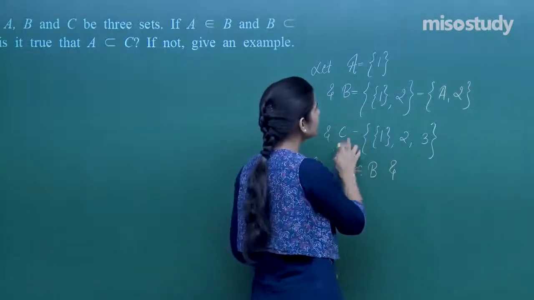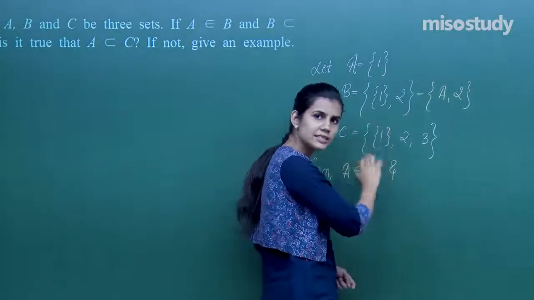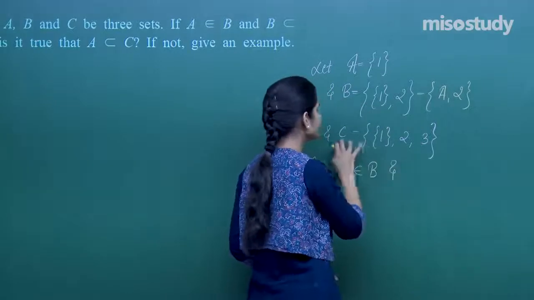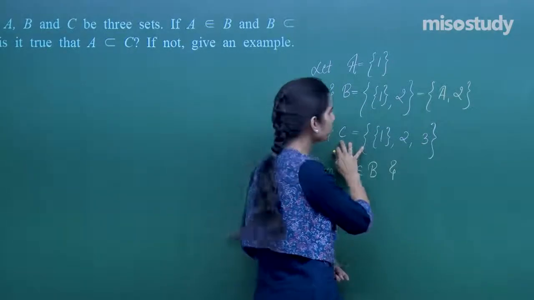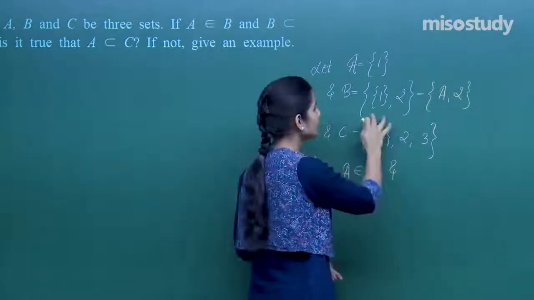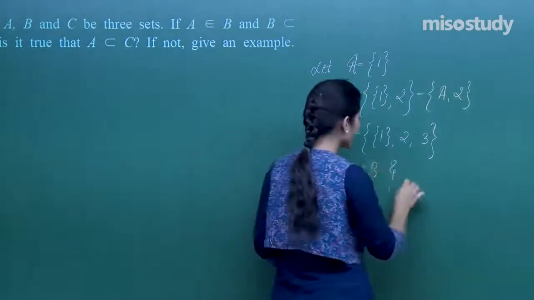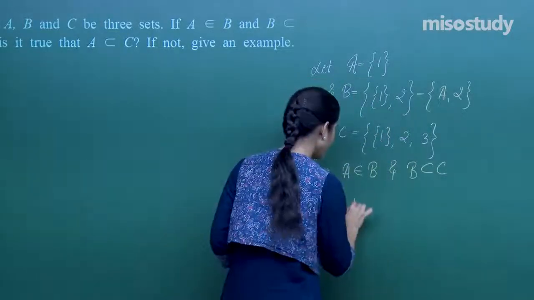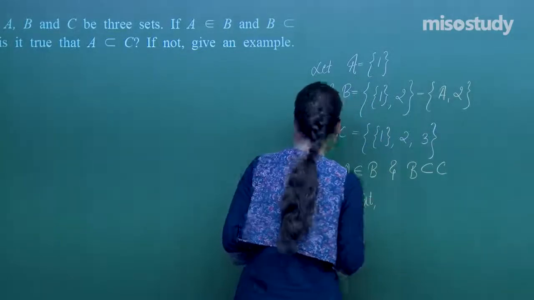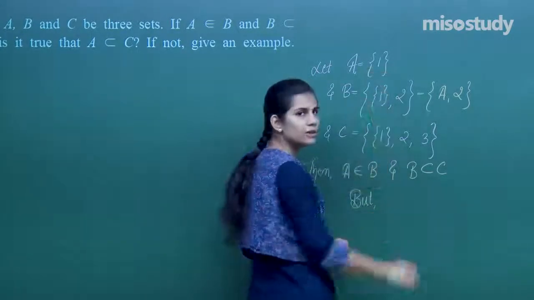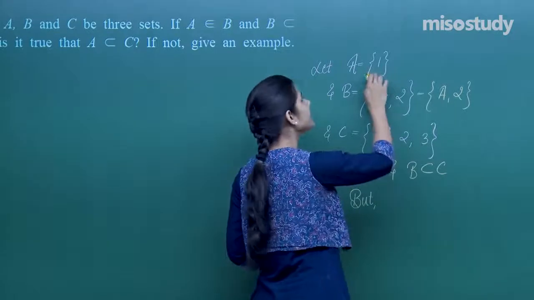B will be contained in C if whatever elements B has, C also has. Singleton 1 as a set B has, singleton 1 as a set even C has as an element. Apart from it, 2 is an element in B, 2 is an element in C as well. Whatever is in B is also in C and therefore B is contained in C. But is it true that A is contained in C? A will be contained in C if every element of A is also in C. The only element in A is 1.